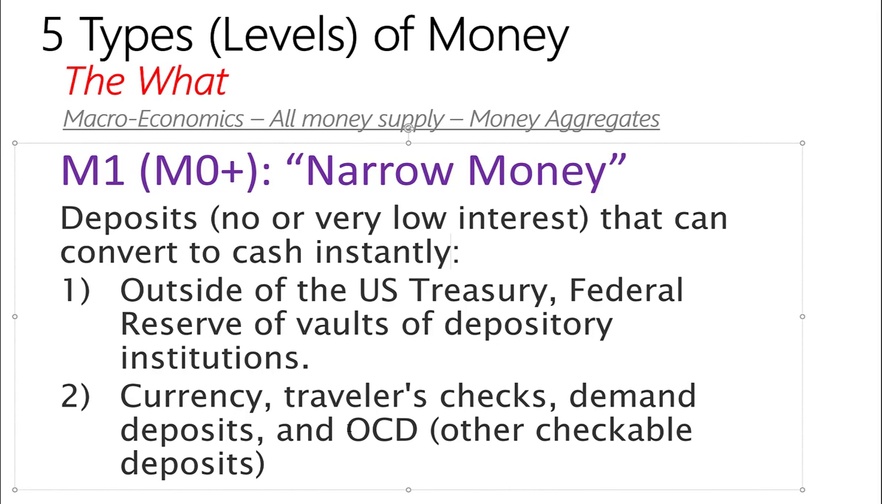And this is just sort of a catch-all, these other checkable deposits. So anything like checking deposits will be included in M1 as well, because there's no time factor to them. There's no maturity factor to them, whether it be real or theoretical. Okay? So this is narrow money.